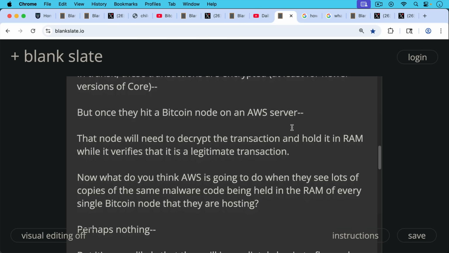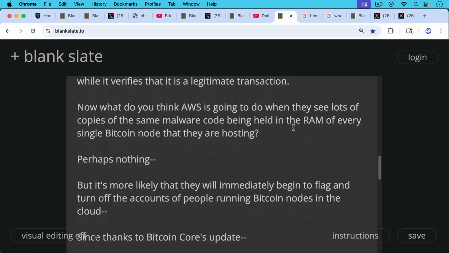Because, of course, the whole point of mempools and Bitcoin nodes is to share these unconfirmed transactions across the network. So what's AWS going to do when they see lots of copies, because there are lots of people running nodes in AWS and they all have the same unconfirmed transactions? When they see lots of copies of the same malware code, what are they going to do?